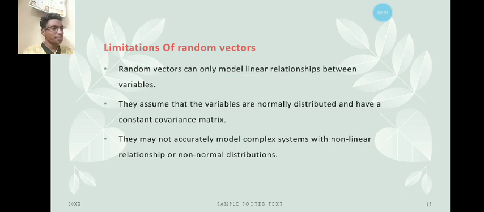Limitations. Every theory has limitations. Here, random vectors can only model linear relationships between variables. They assume that variables are normally distributed and have a constant variance matrix; where the variance is not constant, they fail to explain it. They may not accurately model complex systems with non-linear relationships or non-normal distributions. They fail to explain non-linear relationships and non-normal distributions.